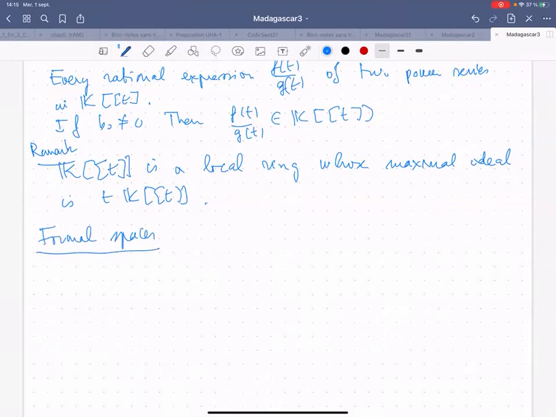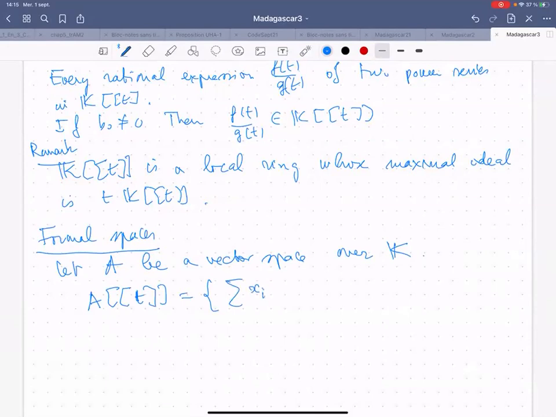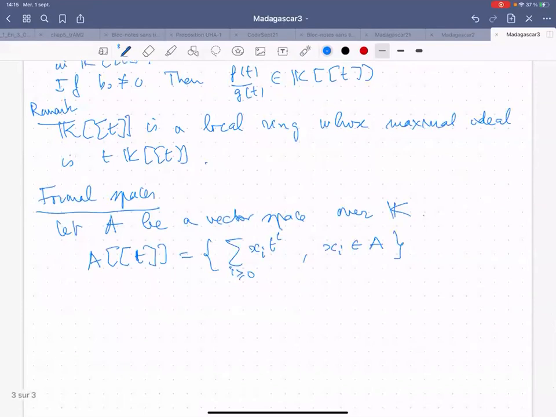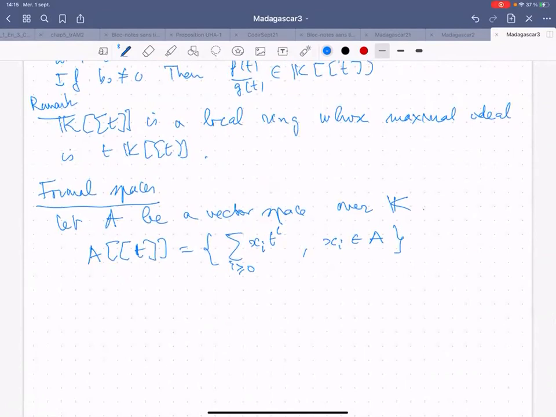Let A be a vector space over K. Then we can define the formal space A[[t]] to be the set of all elements of the form the sum of x_i t^i, with i larger or equal to zero as before, where the elements x_i belong to the vector space A. This space A[[t]] is a K[[t]]-module.